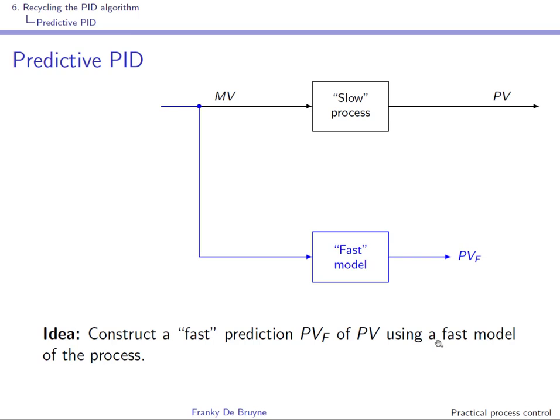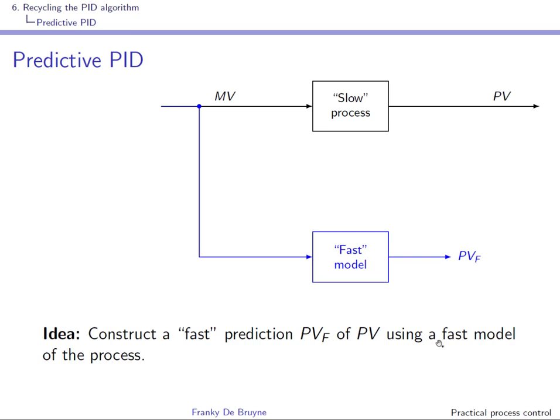For the Smith predictor, we had used the model without the dynamics to generate a fast prediction, and we had used that fast prediction to control the system. Well, we can do something similar for the predictive PID. We need, between quotes, a fast model of the slow process.